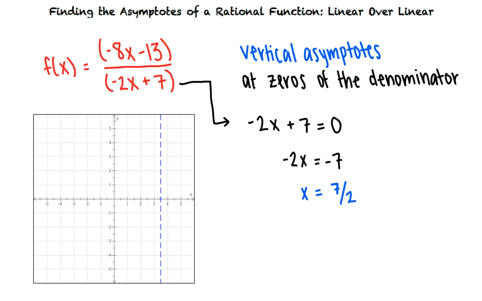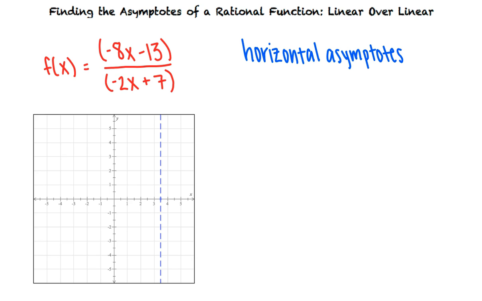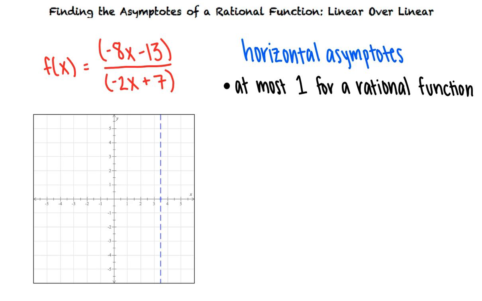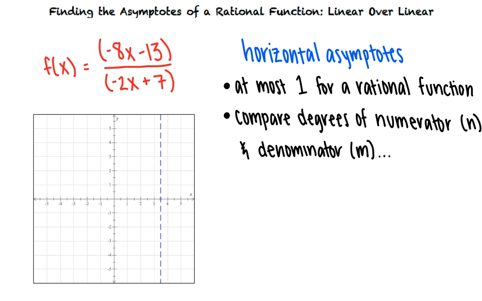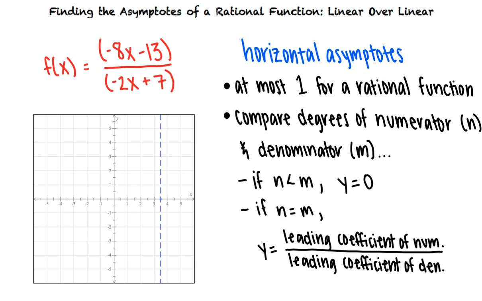The next step is to take horizontal asymptotes into account. A rational function can have at most one horizontal asymptote. There are a couple of rules to remember for finding horizontal asymptotes. To find the horizontal asymptote, we compare the degree of the numerator, n, with the degree of the denominator, m. If n is less than m, the horizontal asymptote equals 0. If n equals m, the horizontal asymptote is given as y equals the leading coefficient of the numerator divided by the leading coefficient of the denominator. And if n is greater than m, there is no horizontal asymptote.